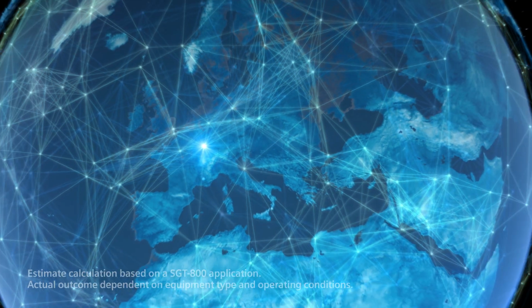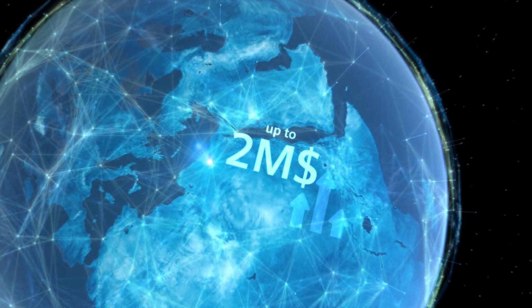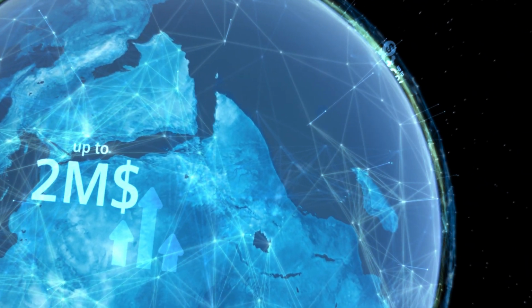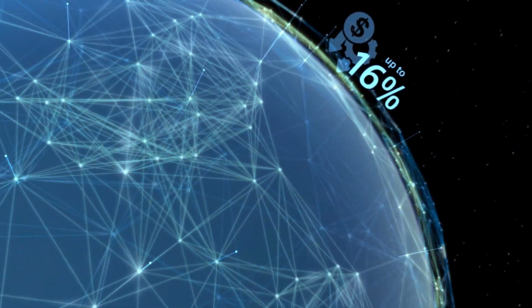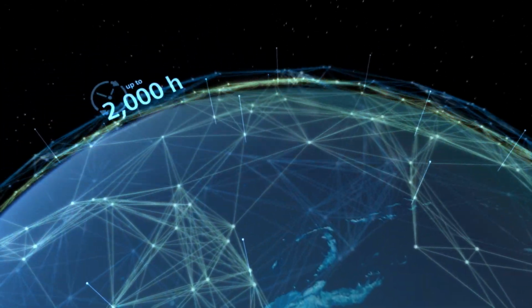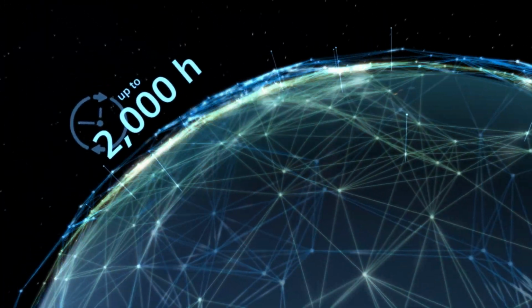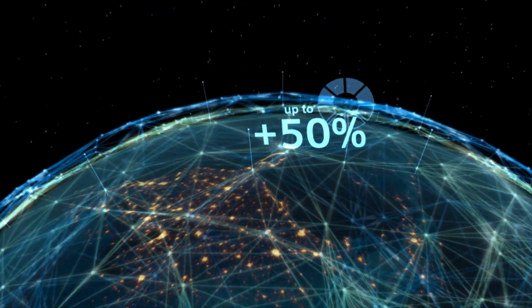Our tailored FlexLTP maintenance offering could give you a $2 million increased revenue due to increased production. Up to 16% reduction in maintenance costs through tailoring your maintenance scope. Increased uptime by 2,000 operation hours and up to plus 50% longer between forced outage.